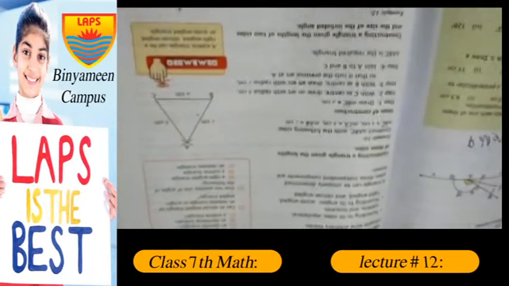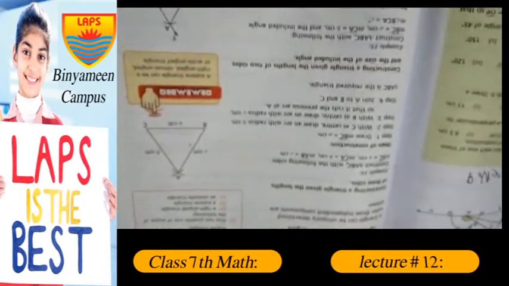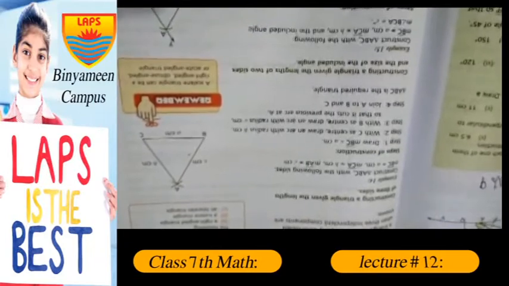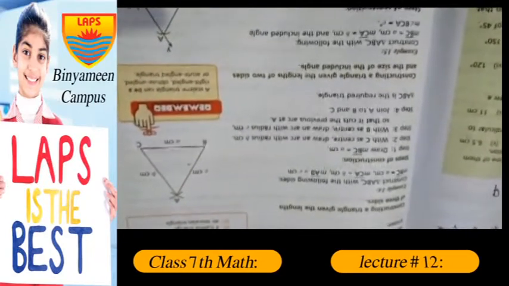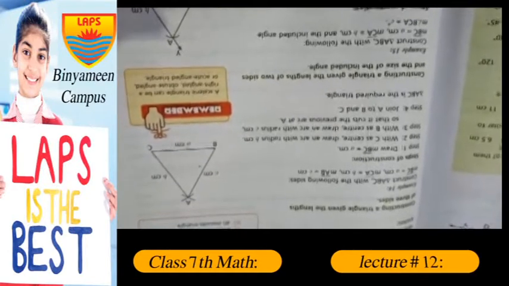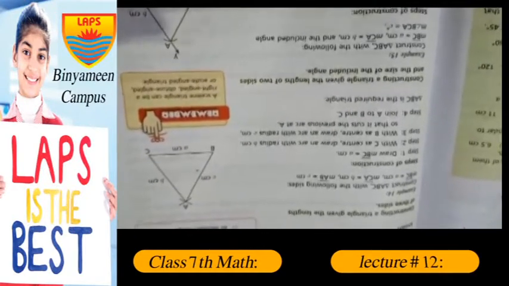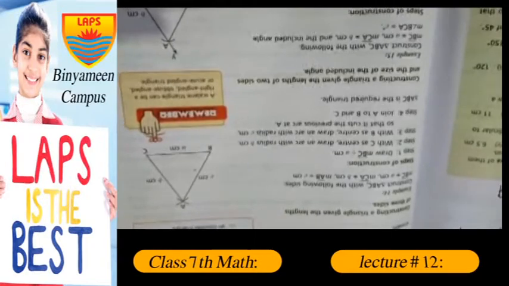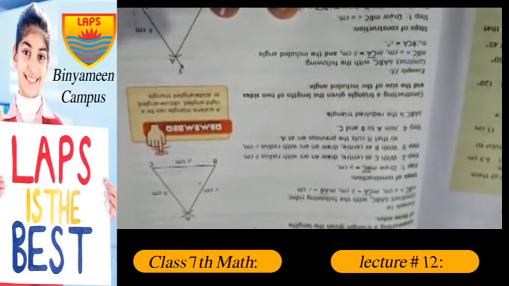Then constructing a triangle given the length of 3 sides. Example number 14. Construct a triangle ABC with the following sides: BC is equal to a, CA is equal to b, and AB is equal to c. You should write the steps of the construction.